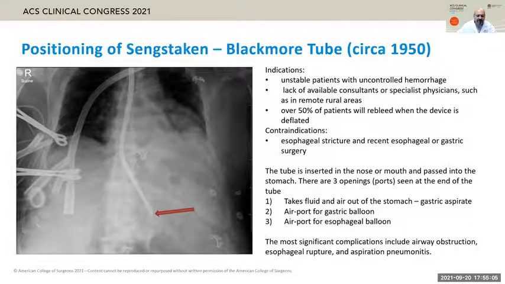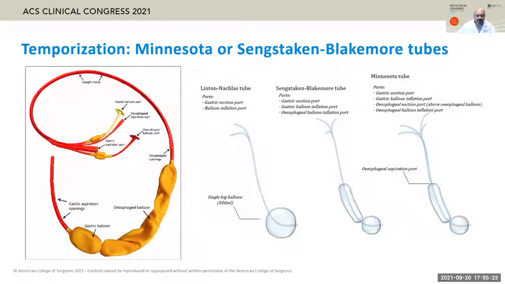Patients with esophageal stricture or esophageal disease are contraindications. It is important to recognize as you're placing the tube that the tip has to be in the stomach. This should be confirmed on an X-ray before you inflate any of the balloons. The balloons are primarily in the stomach as well as in the esophagus. The tube itself has gone through various iterations. The Minnesota tube, if you happen to have that in your institution, has a collection port not only in the distal end, but also just above the esophageal balloon.